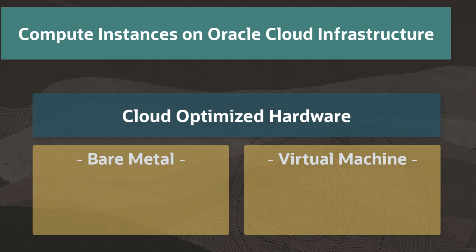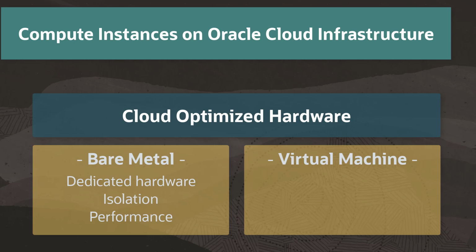Instances created using bare metal shapes are run on dedicated hardware, which provides for strict hardware isolation and a higher level of performance. Instances created from virtual machine or VM shapes run on shared hardware under the control of a hypervisor. A hypervisor controls the isolation between VM instances, and the performance is typically less than bare metal. Bare metal and VM instances have the same access to firmware, software stacks, storage, and network infrastructure.